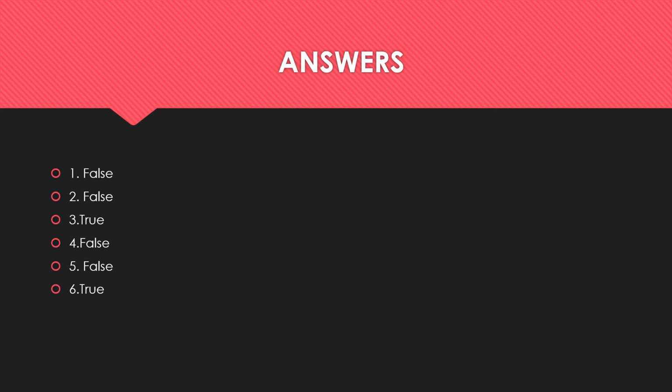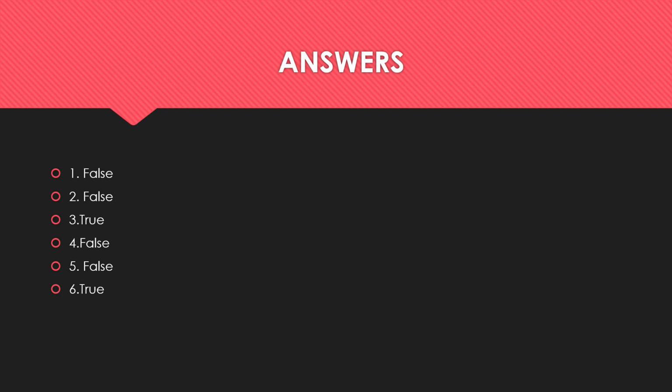The first one is, in shadow theatre the figures are visible. False. Only the shadows are visible. Second one, the figures are mostly made of clay. Is it true or false? It is false again. Mostly the figures are made of leather.